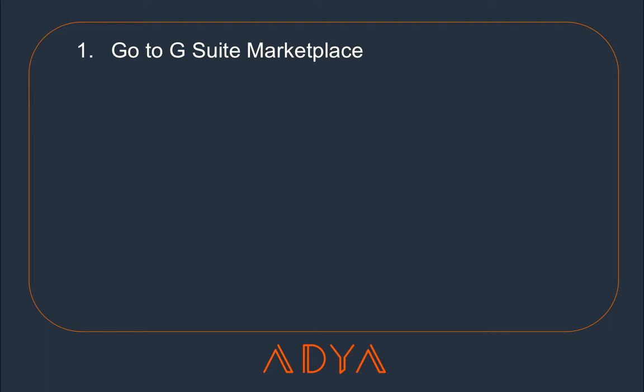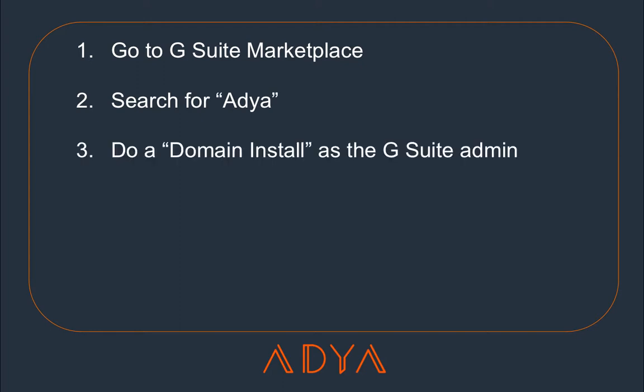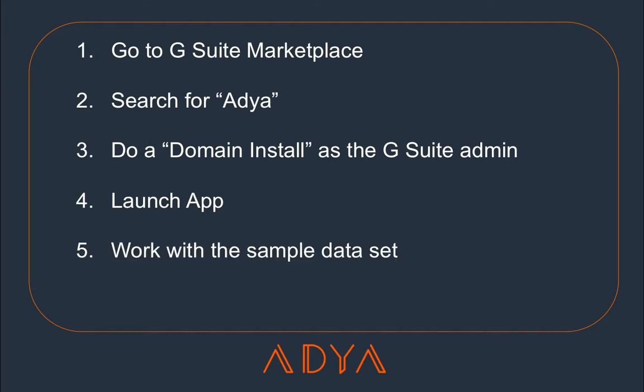It's pretty straightforward. You first have to go to Google's G Suite Marketplace and search for Adya. Once you find it, you then have to do an install. It's called a domain install, and you have to be logged in as the G Suite admin for your domain. The install will walk through some steps. After it's installed, you launch the application and that brings you into Adya.